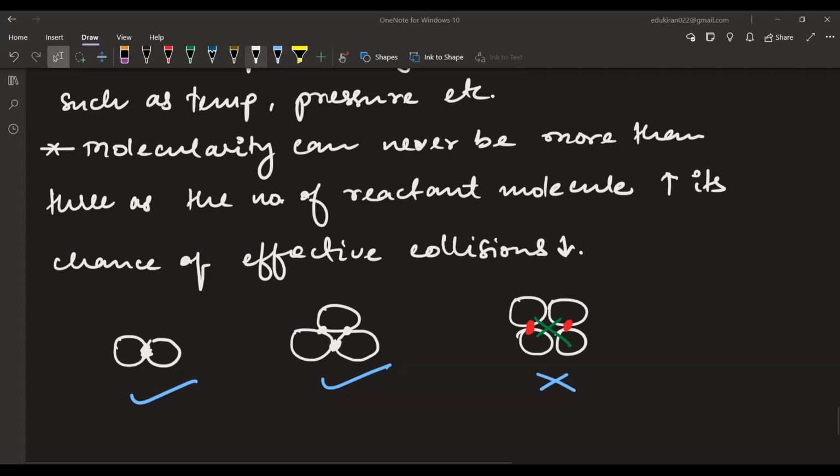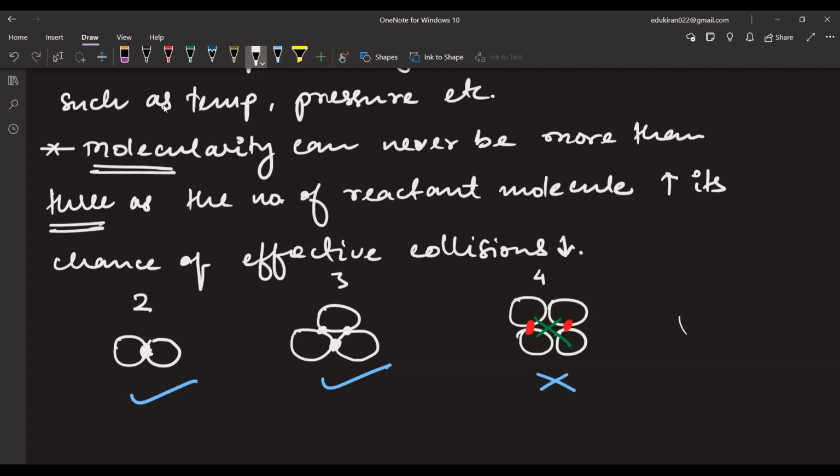See, when we have two molecules, then the point of contact is very large. They touch each other over a very large surface area. When it becomes 3, the surface area decreases a bit. And in the fourth structure, you can see that two of the diagonally opposite molecules are not even touching each other. That is why when we have 4 molecules, the collision is not effective and they don't react properly. So the molecularity can never be more than 3.